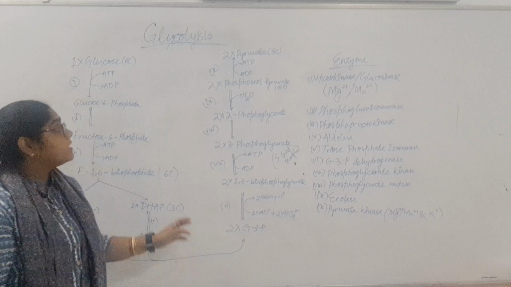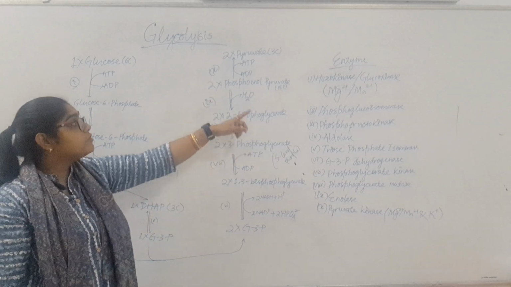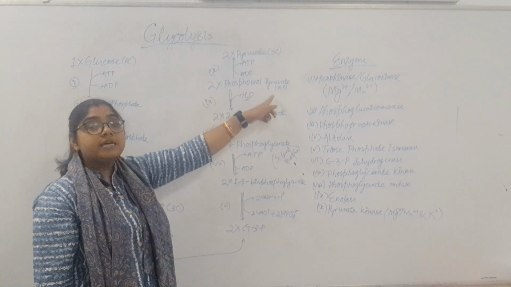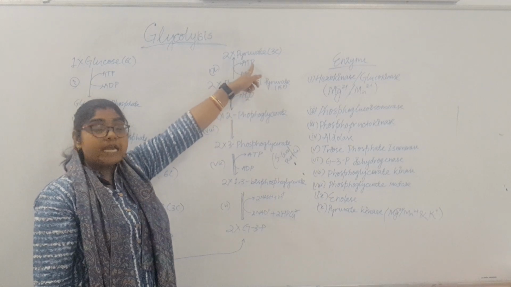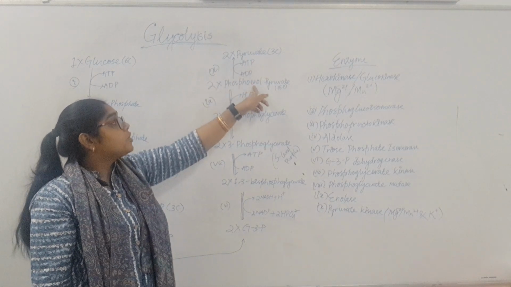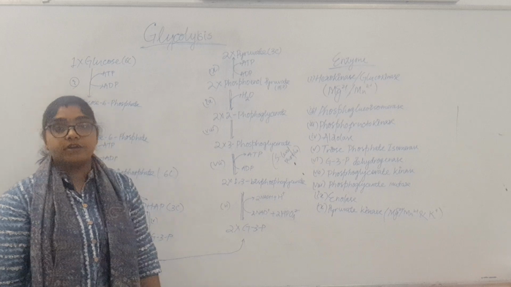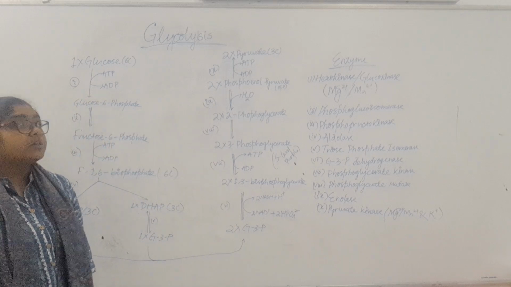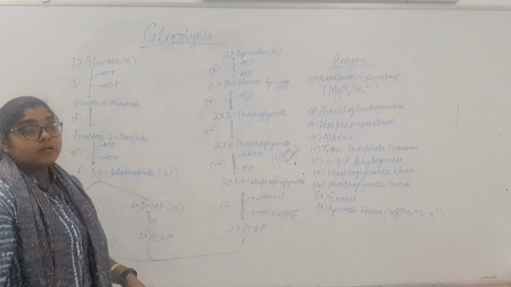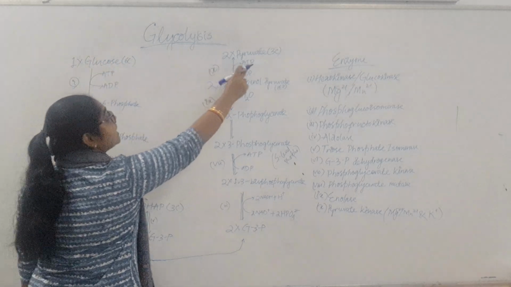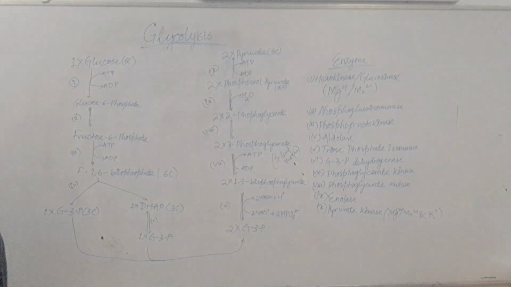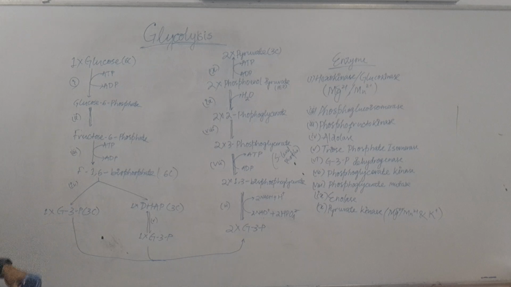So here this pyruvate kinase will remove the phosphate group from the phosphoenol pyruvate, and the phosphate group will be accepted by this ADP to produce ATP, and then this phosphoenol pyruvate produces the pyruvate, the final product of glycolysis. So now from one glucose molecule we get pyruvate. Okay, this is the glycolysis process.